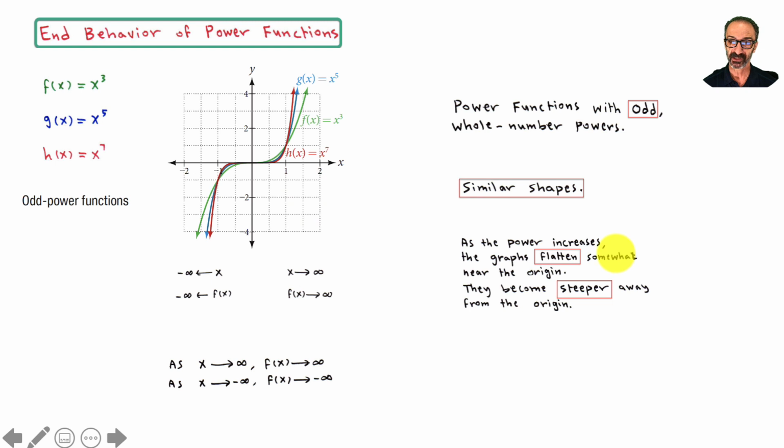As the power increases, from x to the third to x to the fifth to x to the seventh, between negative 1 and 1, it flattens. Above 1, below negative 1, it's steeper. X to the seventh is steeper than x to the fifth beyond 1, away from the origin. Okay, that should do it for this one.